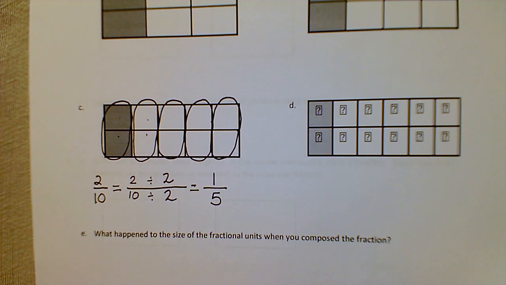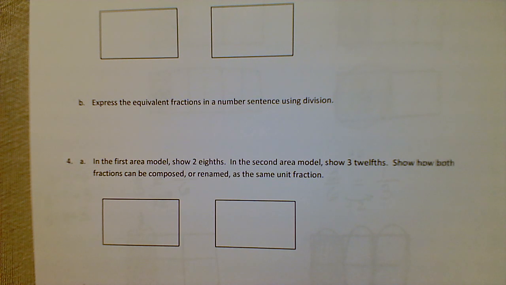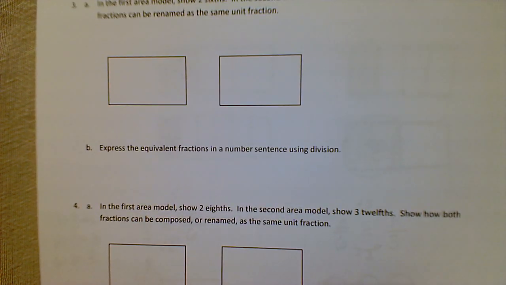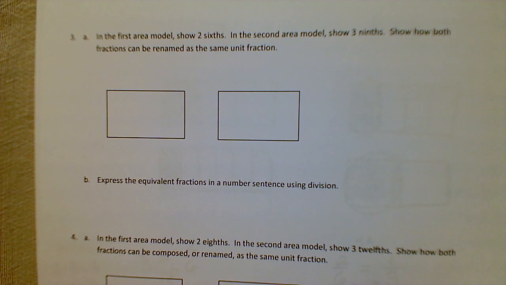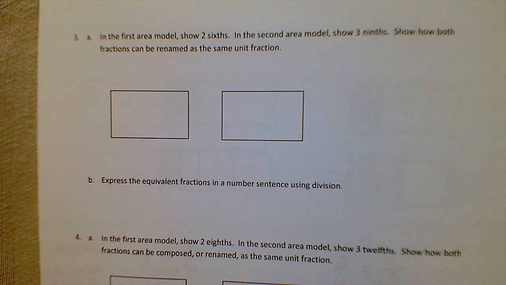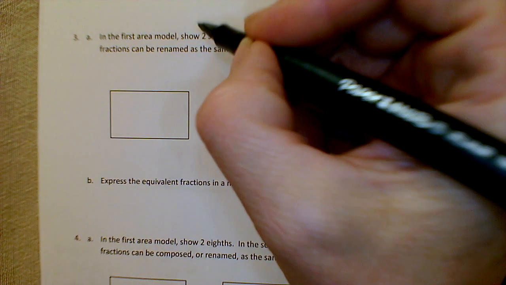Okay, so let's take a peek at question 3, because that's going to be a little different. We're going to do question 3A together, and then I'm going to let you guys do 4 on your own. So it says, in the first area model, show 2/6, and in the second area model, show 3/9. Then it says, show how the fractions can be renamed as the same unit fraction. So in the first area model, if I'm going to show 2/6, what I want to remember is that I'm going to want this, my numerator, to make up one entire column.